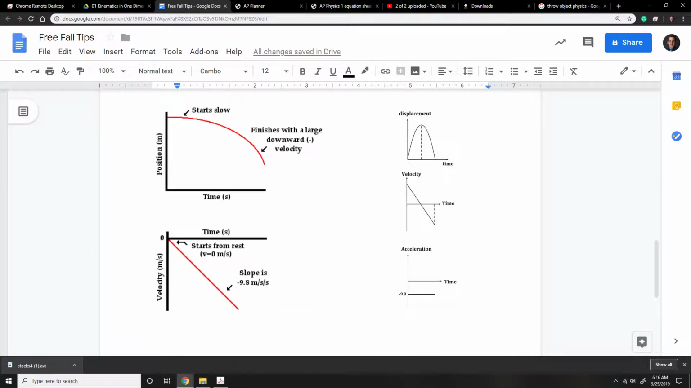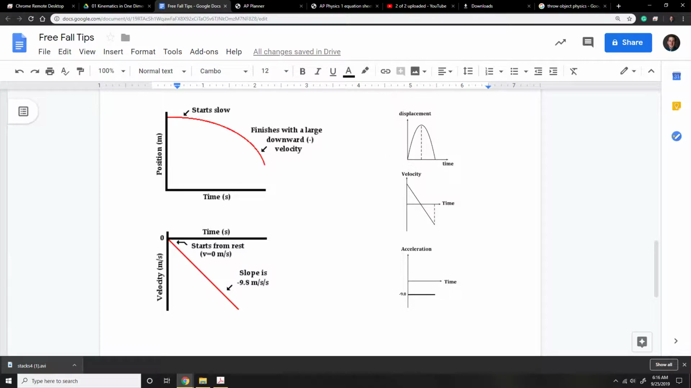Finally, I have some graphs of the motion. If I start an object up high and drop it, it starts off falling slowly and then it speeds up as it falls, and the acceleration is constant. Notice that was a position versus time graph. If I look at the velocity versus time graph, you can see that it is a straight line down with a slope of, guess what? Negative 9.8, because that is the acceleration due to gravity.